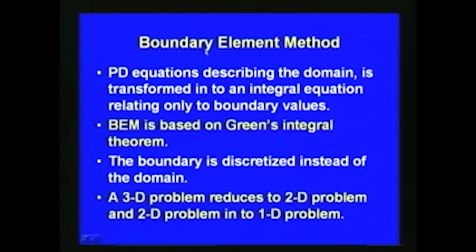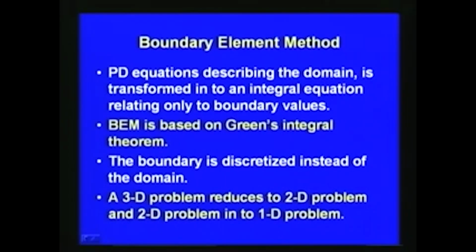Lastly, another methodology was developed recently, meaning about the 1970s, when the development of this methodology started. It is called the boundary element method. Here in the boundary element method, the partial differential equation, meaning the Navier-Stokes equations describing the domain, is transformed into an integral equation relating only to the boundary values.